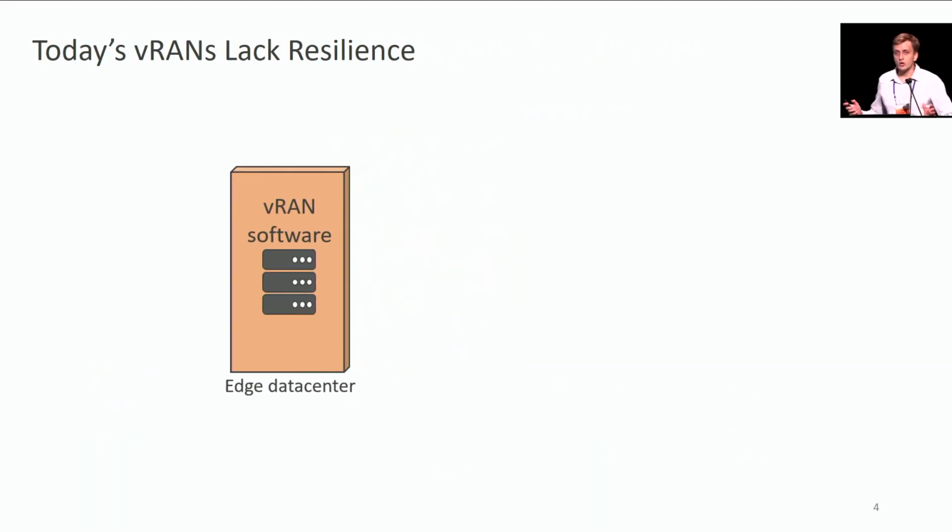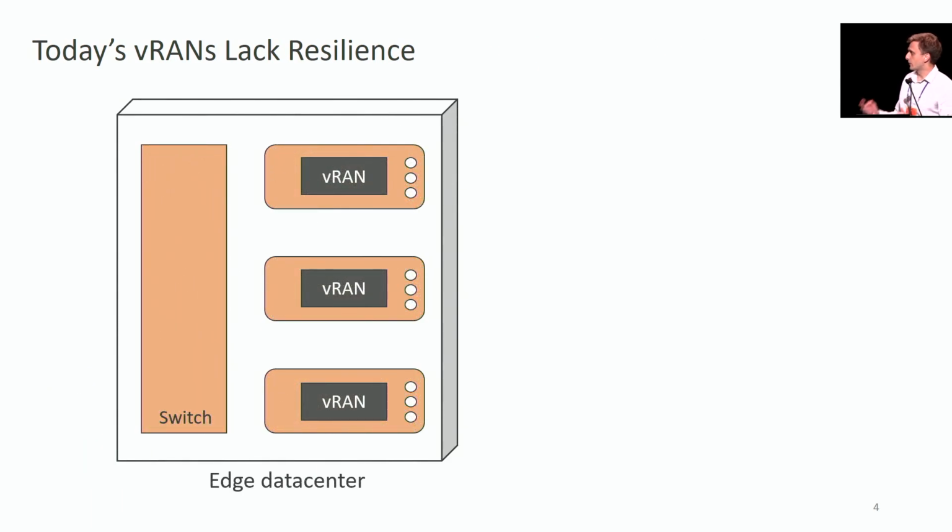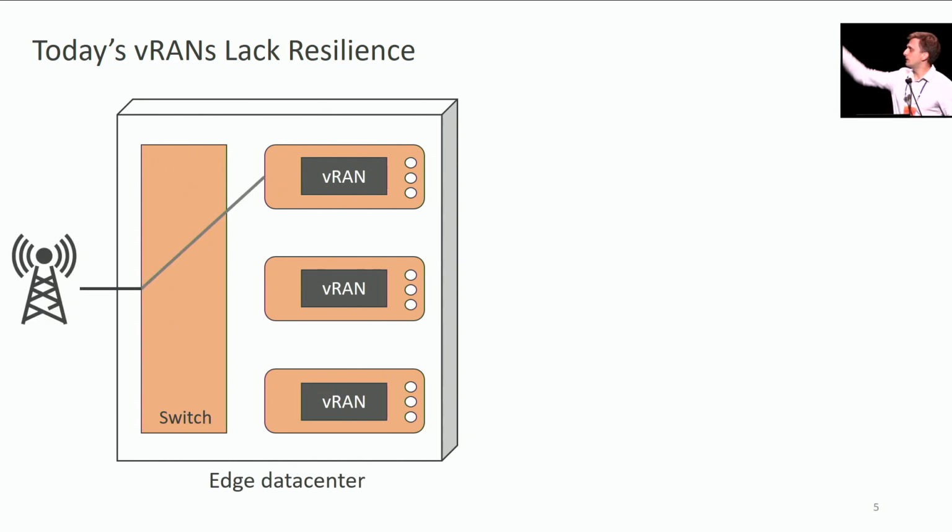Now let's take a look inside a typical data center which runs vRAN. The data center consists of multiple servers hosting vRAN software, interconnected with a switch. The switch is also used to connect the data center with the nearest cell sites. One of the biggest issues with today's vRAN deployments is that they lack resilience, the ability of the system to tolerate faults and undergo software updates.